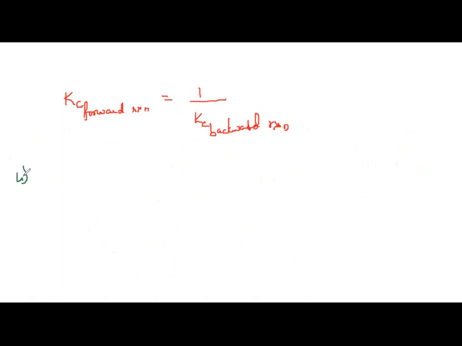Next point. The value of the equilibrium constant tells the extent to which the reaction proceeds in the forward or backward direction. So Kc tells us the extent to which the reaction proceeds in the forward or backward direction.